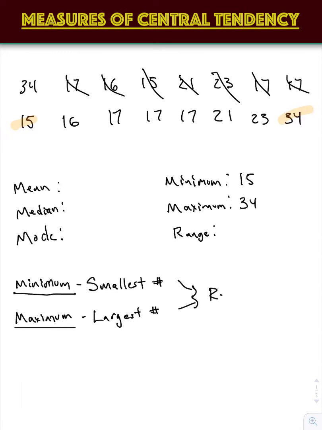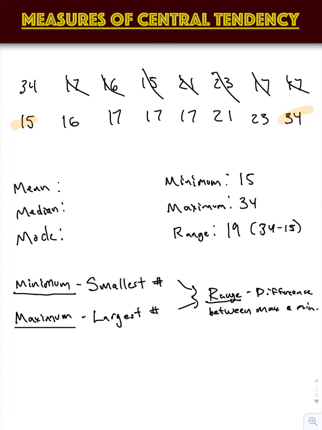We then have range. And range is the difference between the largest and the smallest numbers. So we're going to say difference between max and min. In this case, our maximum is 34, our minimum is 15. The difference is 19. 34 minus 15.